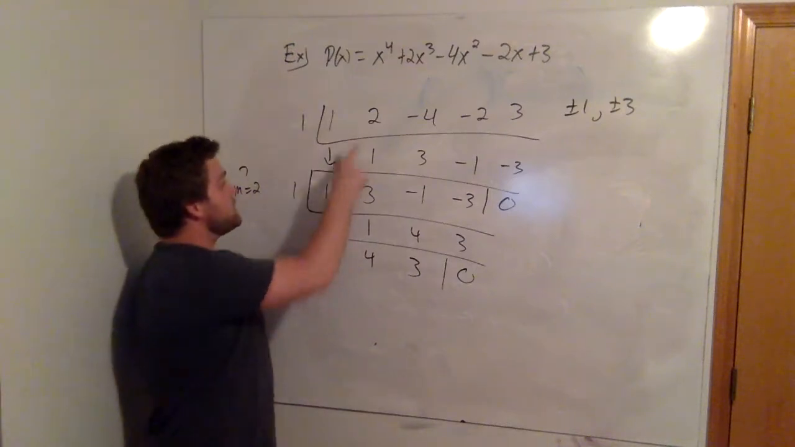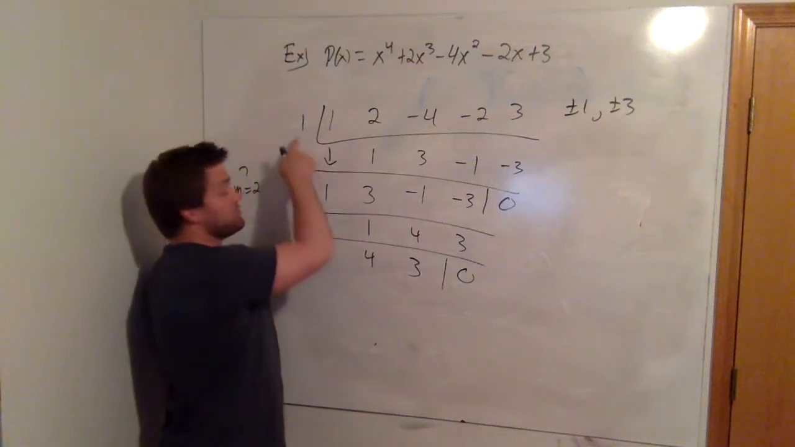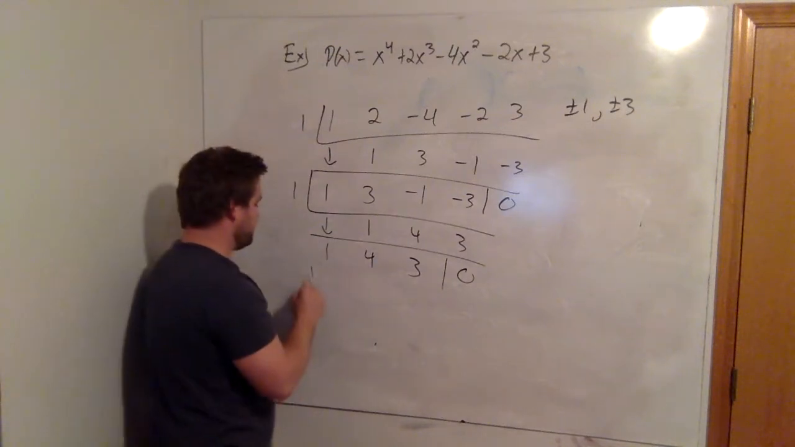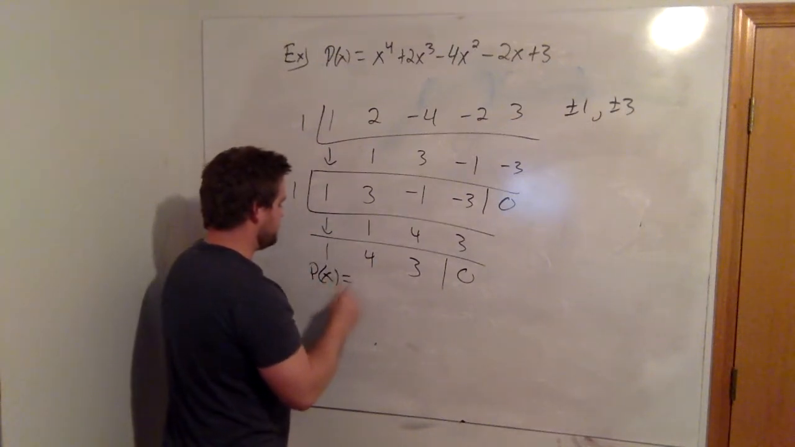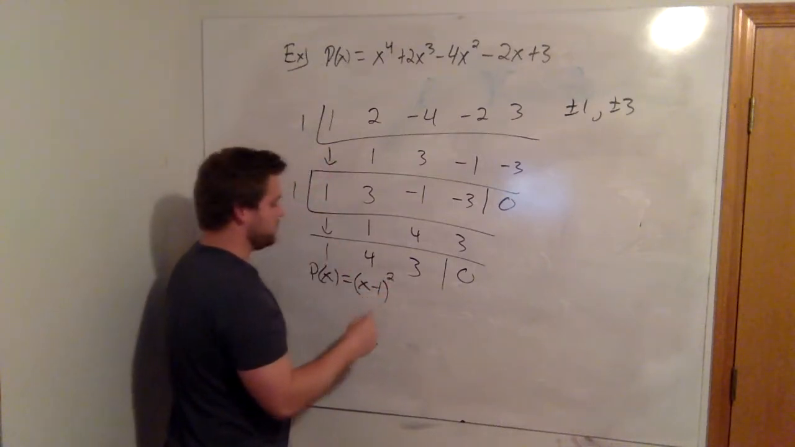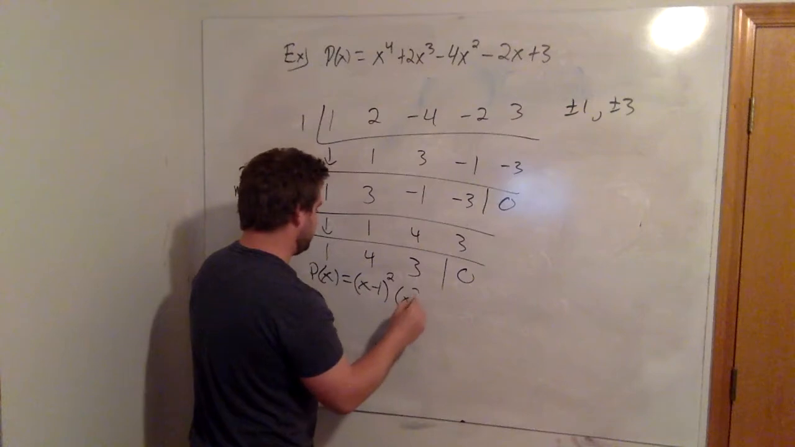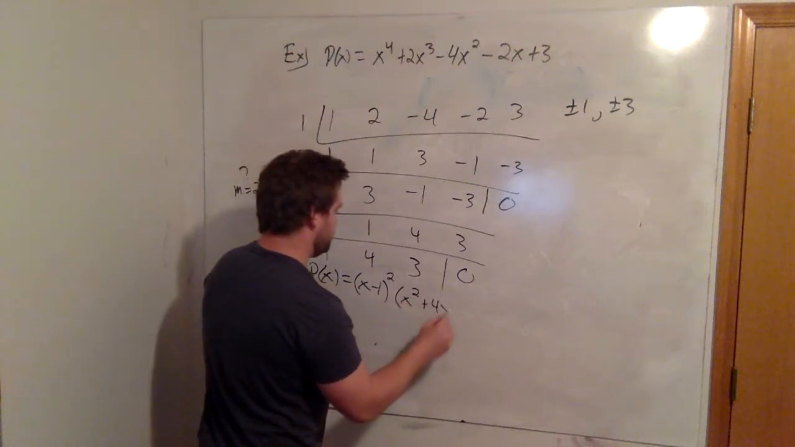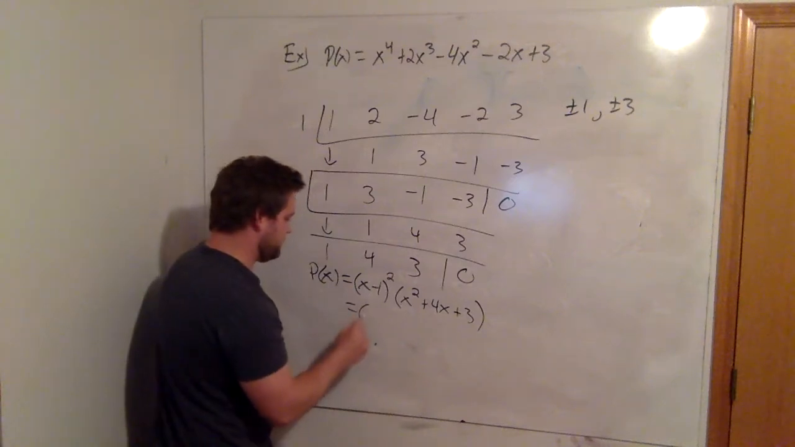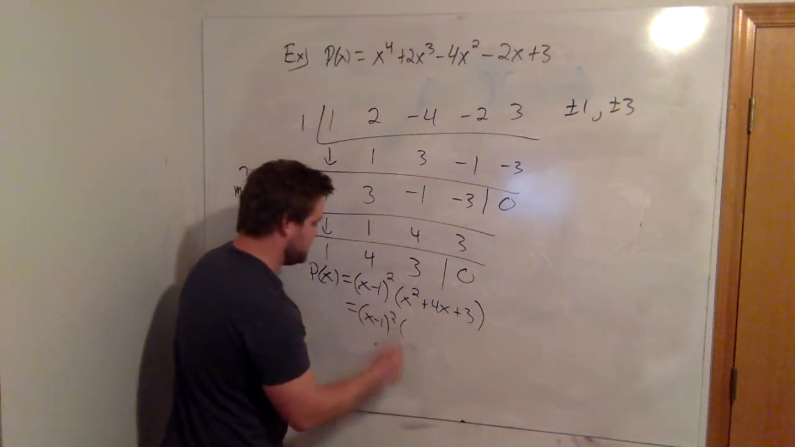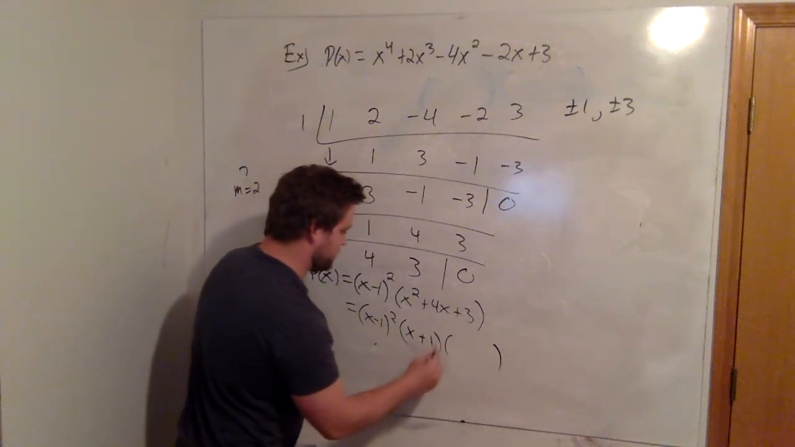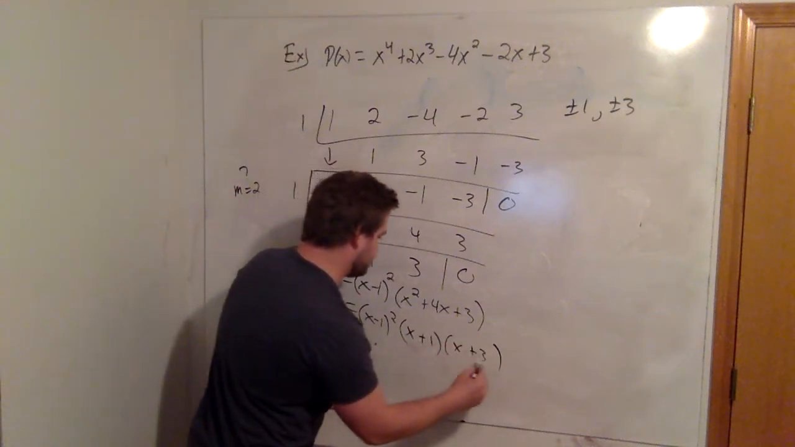So now I've broken down this polynomial into a product of 2 linear factors and a quadratic factor. So this polynomial, p of x, is going to be x minus 1, but it went in there twice, x minus 1 squared times x squared plus 4x plus 3. Okay, let's go ahead and factor this quadratic. I think that'll factor to an x plus 1 and an x plus 3.